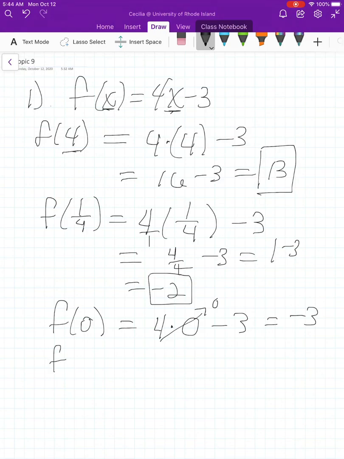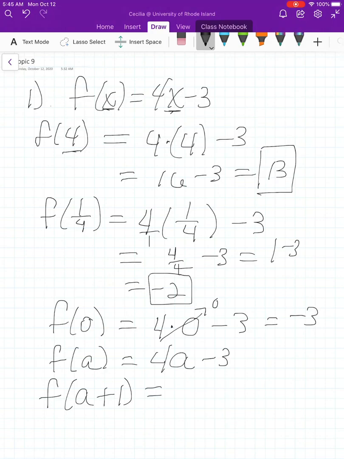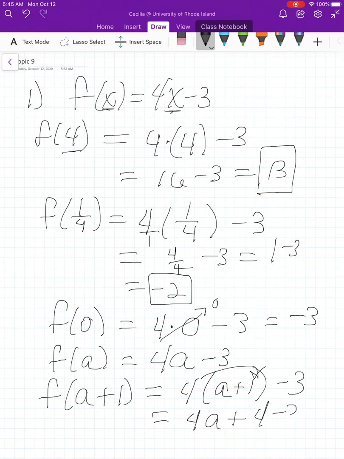Then we're asked to look at f of a. So this is actually just a variable substitution. 4a minus 3. And finally, we're going to look at f of a plus 1. So this is 4, and what we're going to do is make sure that wherever there was an x, we're going to put a parenthesis. We're going to create a little box that we're going to put the a plus 1 in. So now this is 4a plus 4 minus 3, or 4a plus 1.